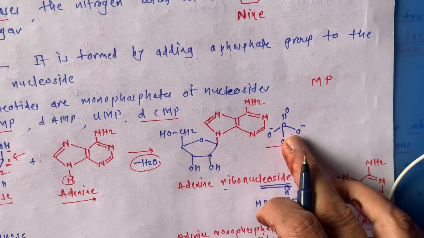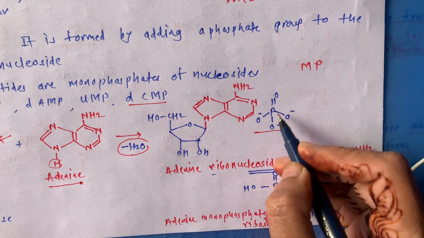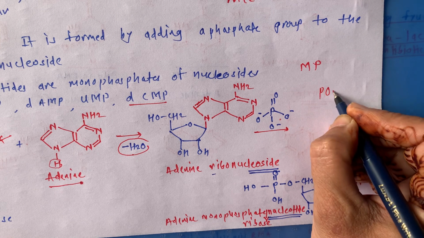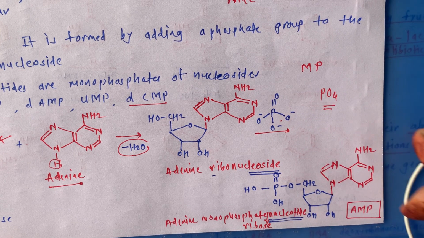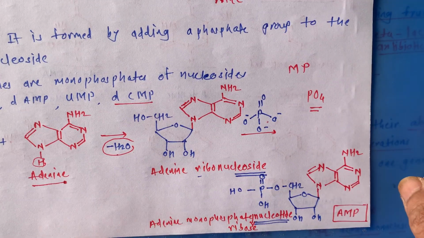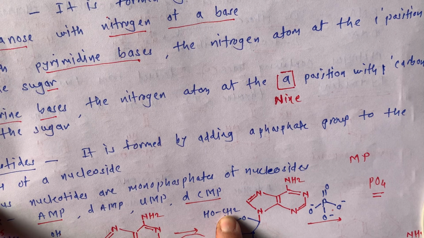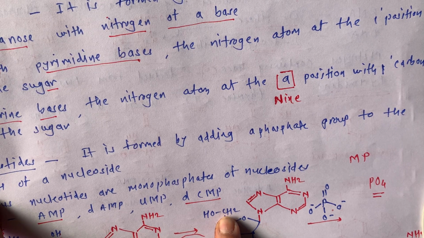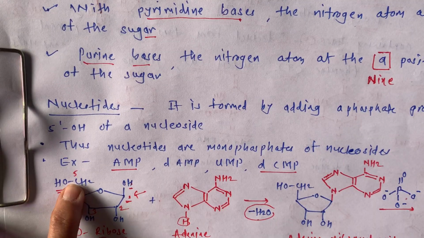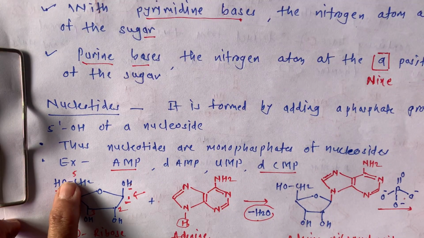And now the third component is going to attach, that is the phosphate group. P double bond O minus, this is PO4 phosphate group. We know this very well, phosphate group. When it is going to attach, it is going to attach to the 5th OH of the nucleoside. Here it is, this is the fifth position of this nucleoside. So this phosphate group is attached over here to this position.